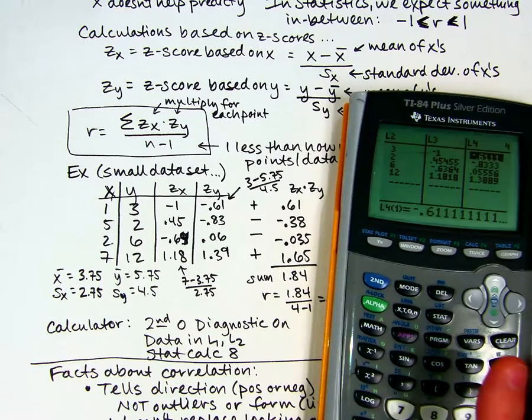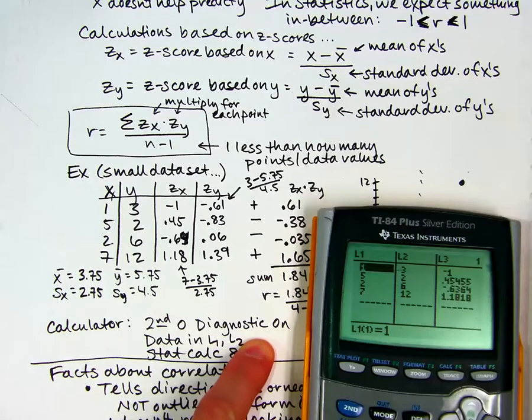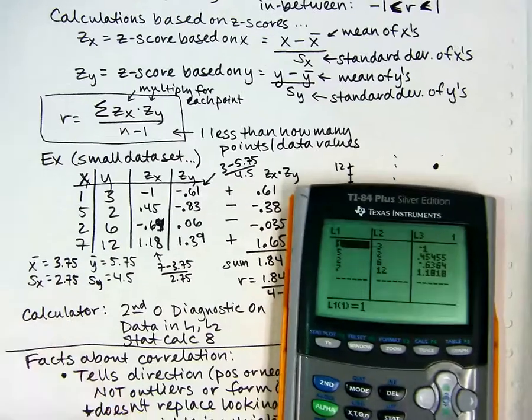Again, my data is in list 1 and list 2. If I go to stat, I'm going to show you the wrong way first. This is the first step: you have to turn on diagnostics. If you don't turn on diagnostics, it will not work. Actually, I'm not going to show you the wrong way. I'm just going to show you the right way.